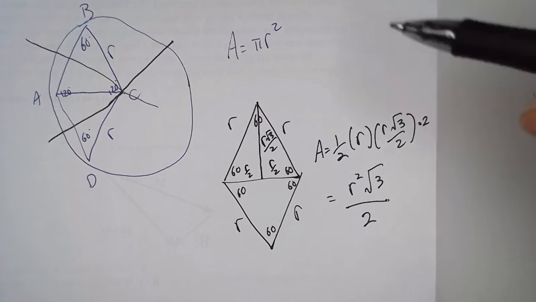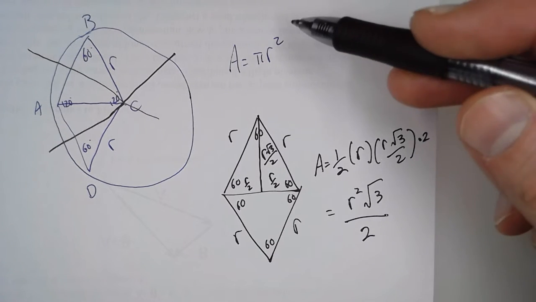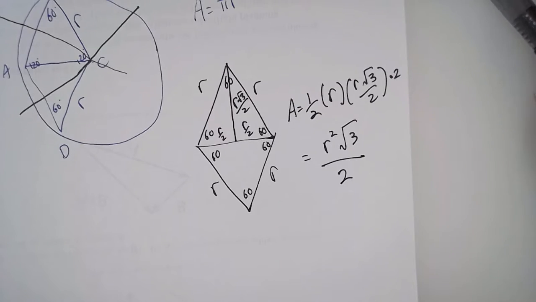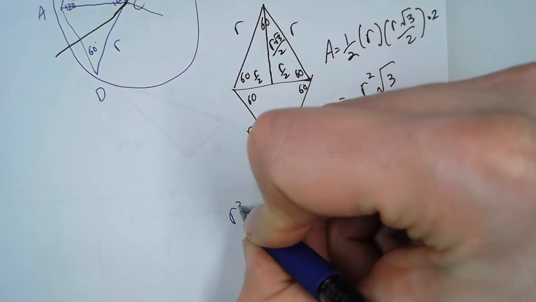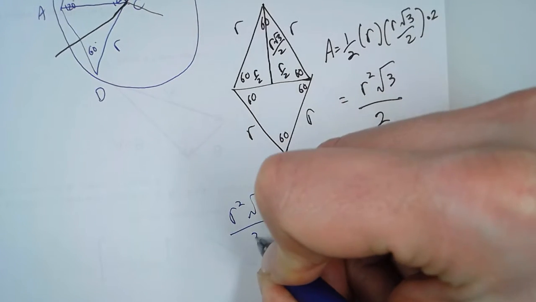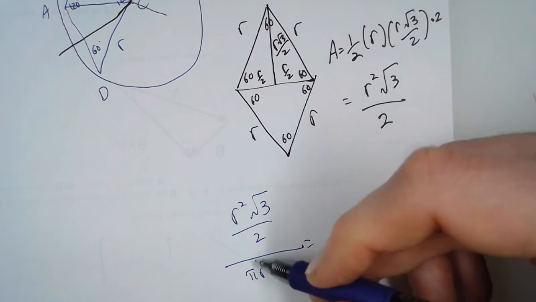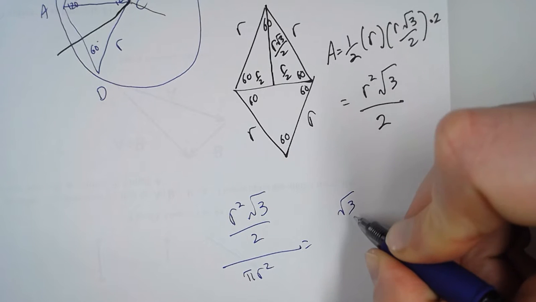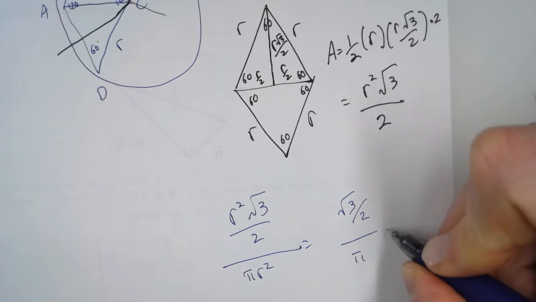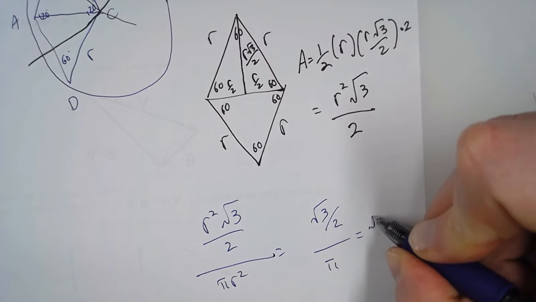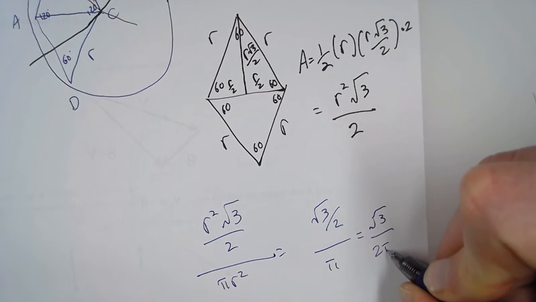So now we have to compare this probability, this area, to that area. So we take R squared, square root of 3 over 2, and divide by pi r squared. Now we can cancel the r squareds. And so that can simplify to square root of 3 over 2 pi.